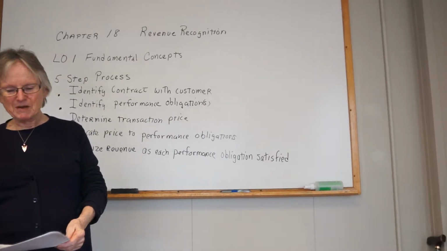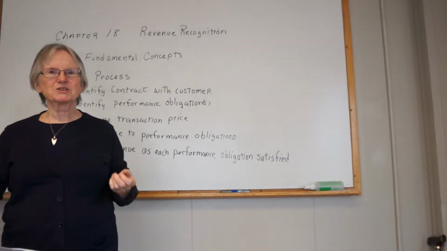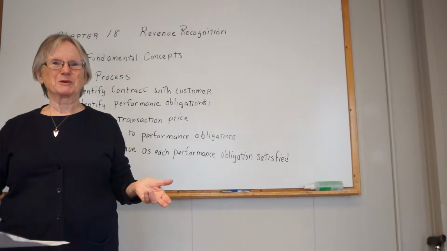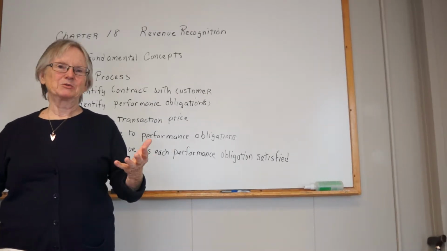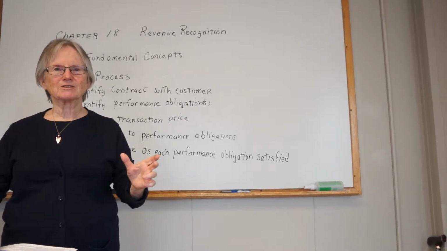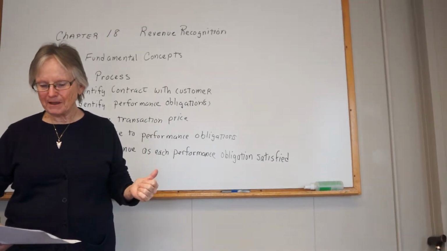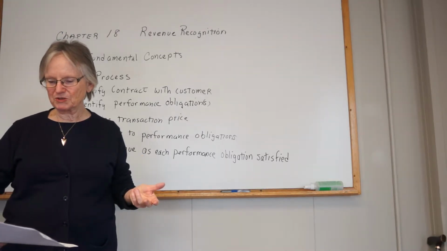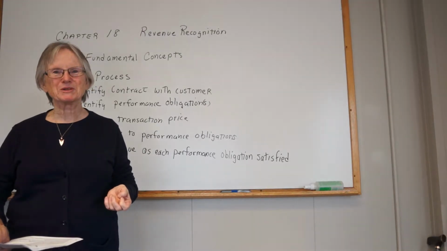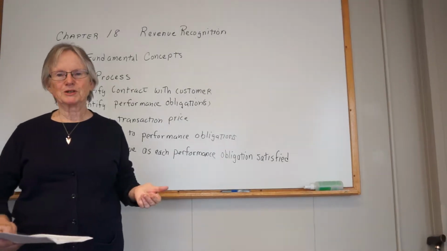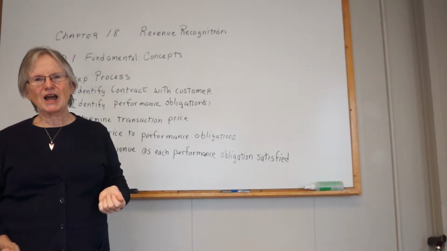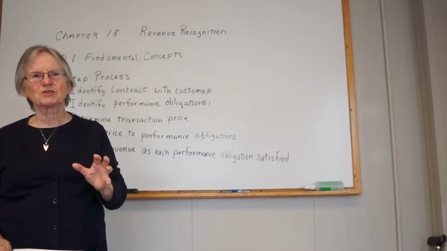So criteria to be met for a contract. The parties have approved it in writing, orally, or in accordance with customary business practice. Okay, so you order the donut, they say, oh sure, I'll get you the donut, it's $250, that's a contract. Okay, the entity can identify the payment terms, that makes sense, and then the contract has commercial substance. This is kind of a tricky one. Commercial substance is defined as when the risk, timing, or amount of cash flows are going to change as a result of the transaction.